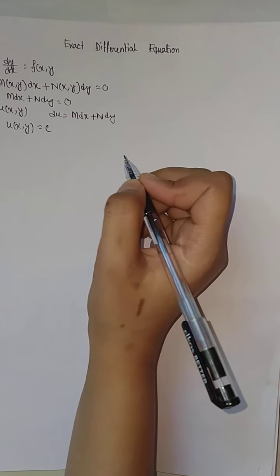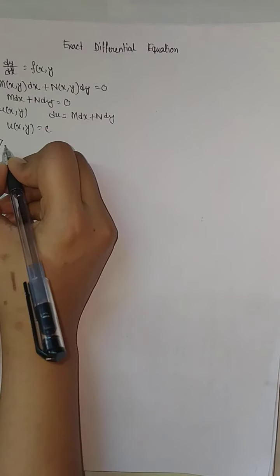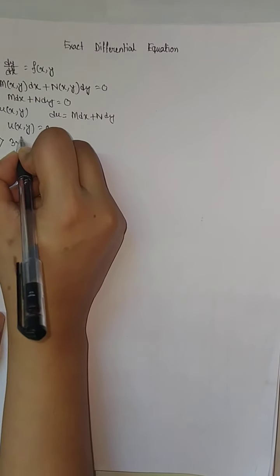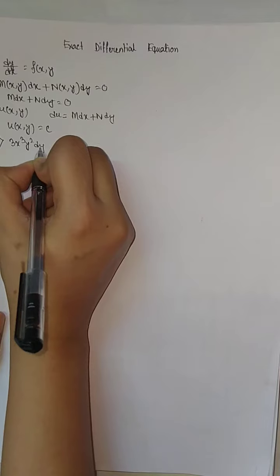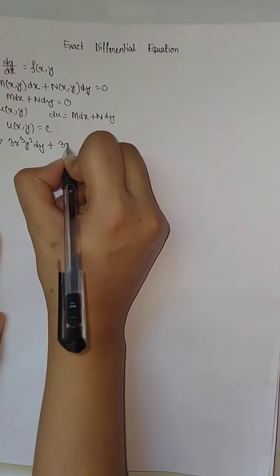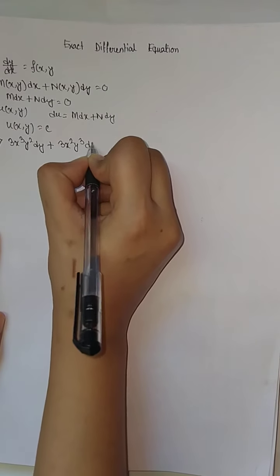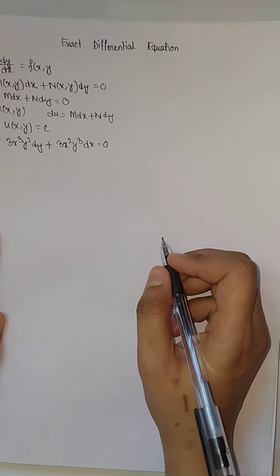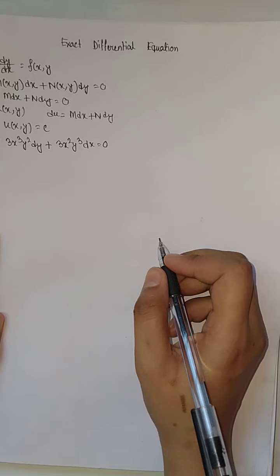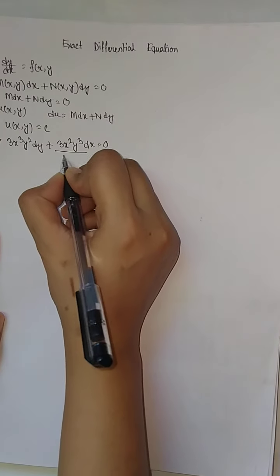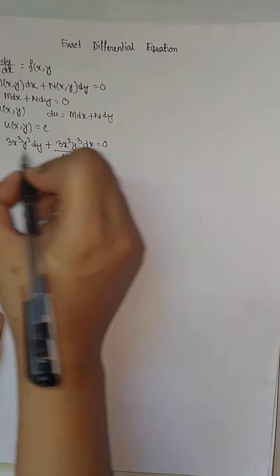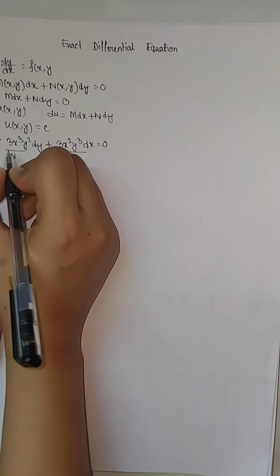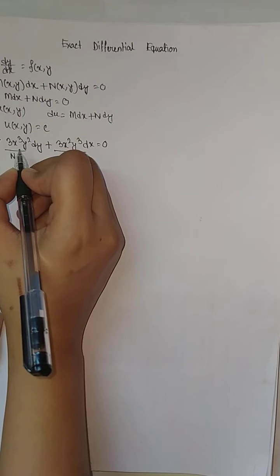See the following examples. Number 1, given 3x³y² dy + 3x²y³ dx = 0. This equation is of the form M dx + N dy, where M = 3x²y³ and N = 3x³y².